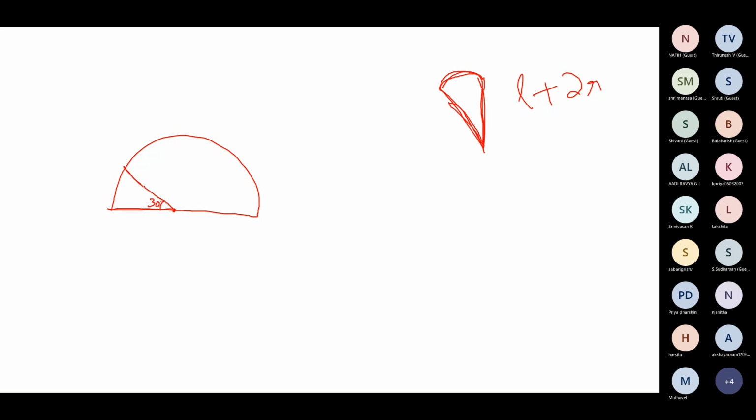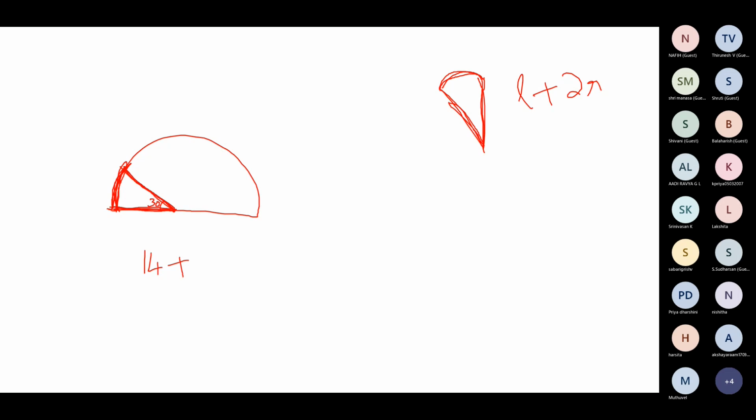Radius plus radius, of course, is going to be the same, plus the length of the arc. This length of arc will be the perimeter of this sector. So perimeter is radius plus radius plus length of arc. Radius is 7, so 7 plus 7, 14, we already know. 14 plus whatever is the length of this piece.